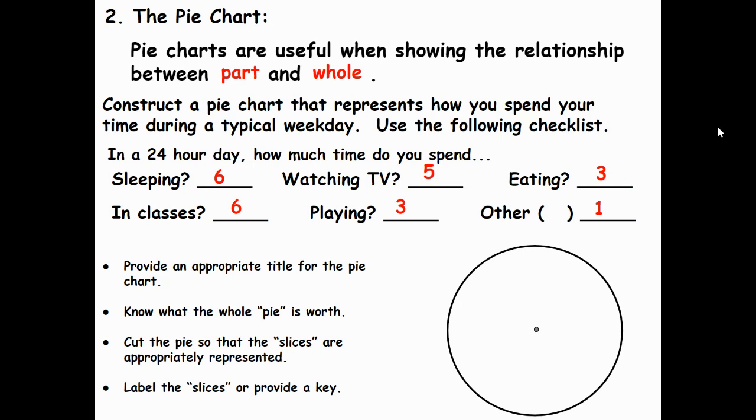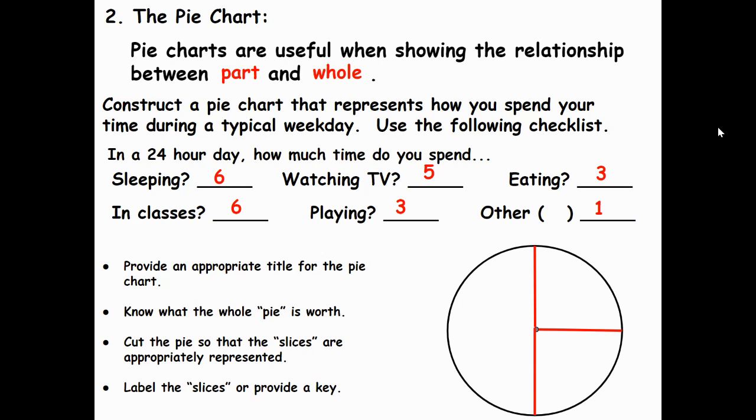So sleeping is 6 hours. If there's 24 hours in the whole circle, half a circle would be 12 hours. So a quarter of a circle, there's our starting point. A quarter of a circle would be 6 hours. So there's our first chunk, our first slice. In class, that's another quarter. That's 6 hours. So there's half your day right there, sleeping or in class.